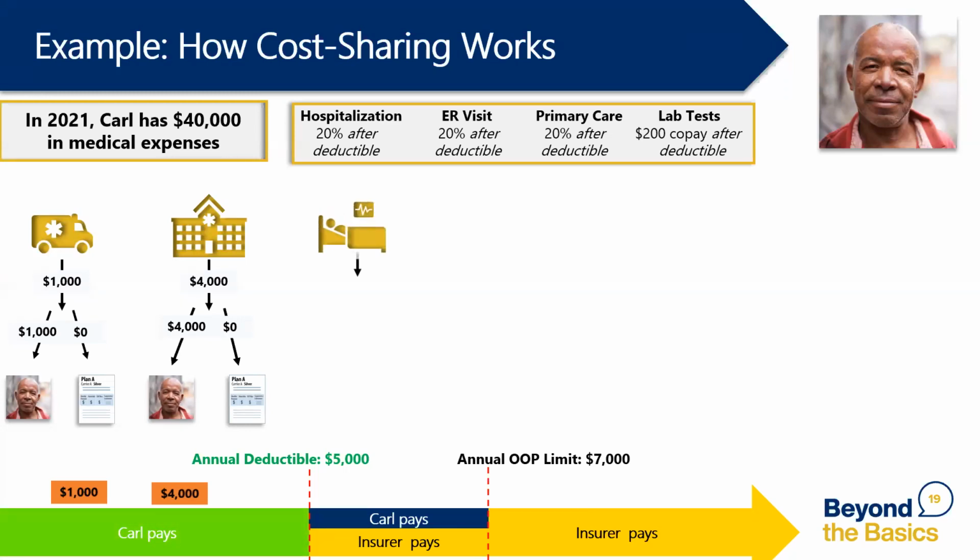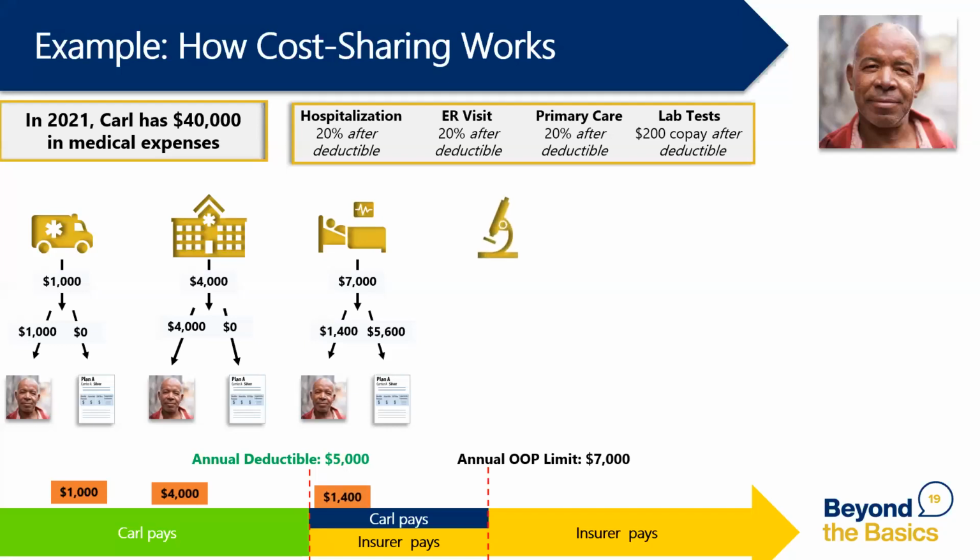His one-day hospitalization costs $7,000. This plan has a 20% coinsurance charge for hospitalizations after the deductible has been met. So 20% of $7,000 is $1,400, and that is how much Carl has to pay for his hospitalization.